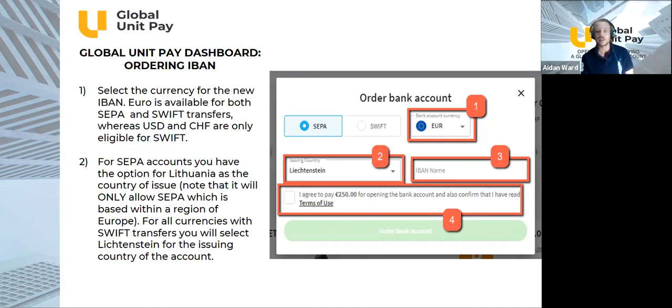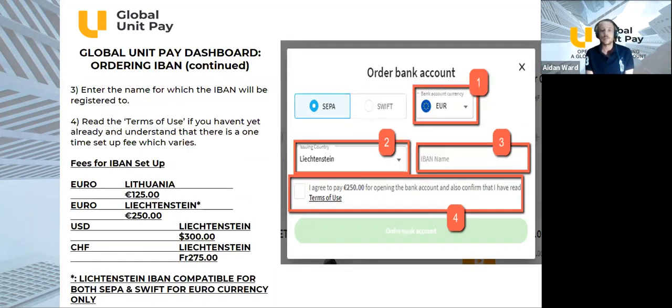So you want to select the issuing country. You're going to put in your IBAN name, so the name that you want the bank account to be registered under. And then you're going to once again agree to pay the fee for opening the bank account, and also confirm that you've read the terms of use. Once you've done that, you'll click Open Bank Account. Once again, just make sure you've got the funds in your Global Unit Pay platform already so that it can just be, boom, sent straight out. Next slide, please.